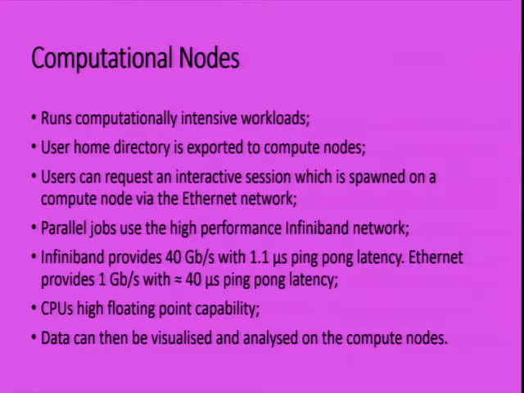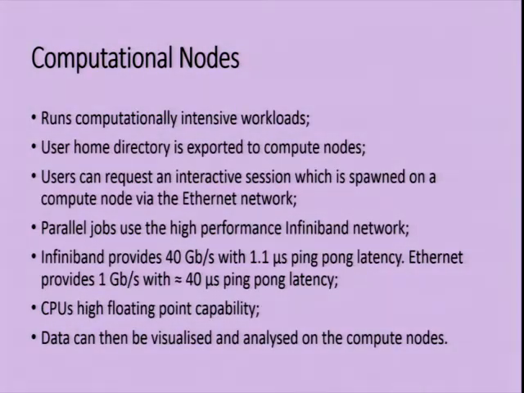And the high-performance network has very specific characteristics. It has 40 gigabits per second of bandwidth. And it also has 1.1 microsecond ping-pong latency. So it's a very low latency network, compared to Ethernet, which is gigabit bandwidth and roughly 40 microseconds of latency, so it's quite high. And the CPUs have very high floating point capability, so you can do a lot of conversion between the different media formats very quickly. And your data can also be visualized and analyzed even on the compute nodes themselves.